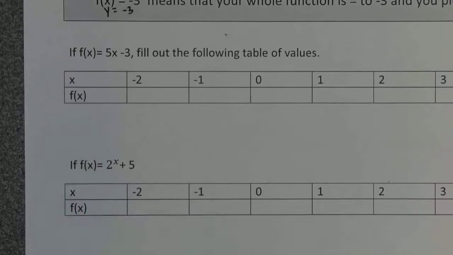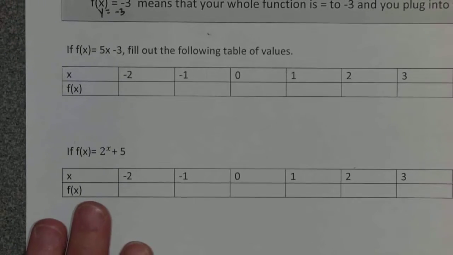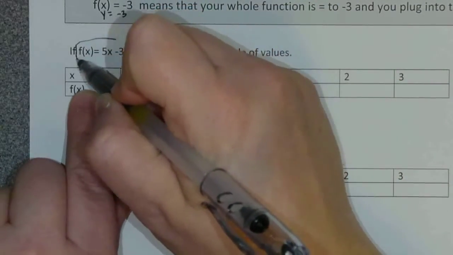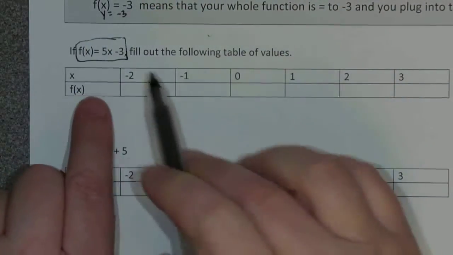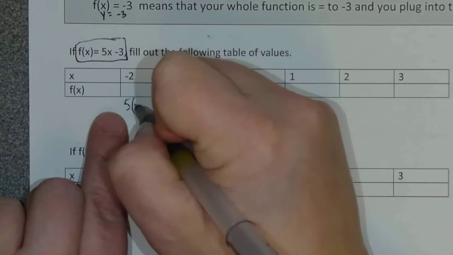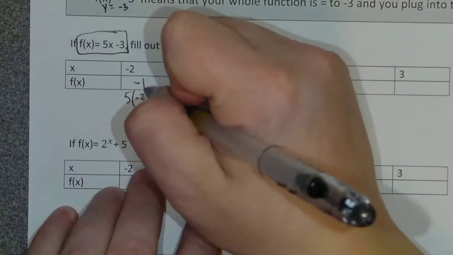All right, this next part is just filling out this table of values for all of the x values that they gave you on your table. So this is just some really quick substitution again. My function is f of x equals 5x minus 3. My x value is negative 2. So I would have 5 times negative 2 minus 3 to figure out what my f of x value is. It is negative 13. Nice job.